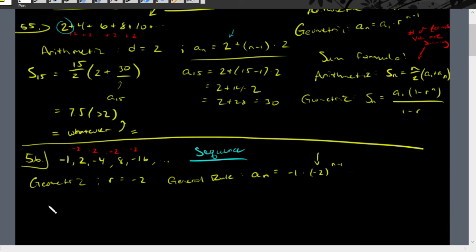Now we need to sum the first 15 terms. Well, the sum formula, in this case, does not need A sub n. There's no A sub n, so we don't need to find the 15th term. We just need to plug everything in. So it's going to be negative 1 times 1 minus open parenthesis, negative 2, close parenthesis, to the n power, and that's 15, all over 1 minus negative 2. I'm not even going to try to do that. All right, that's some number, and that'll be what we call it.